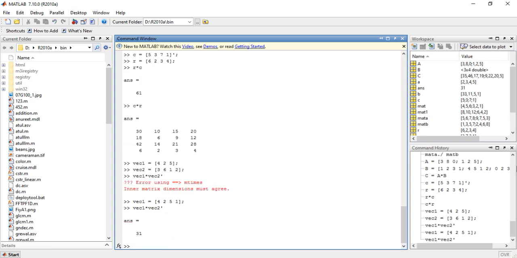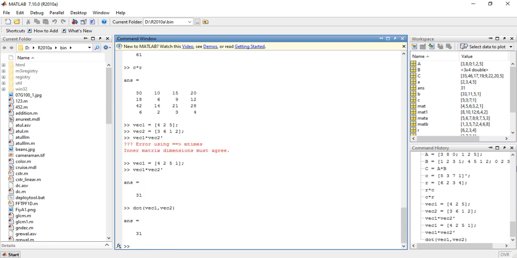This will give you the multiplication, and we want to find the dot product. We are using the command dot of vector 1 comma vector 2. This will give you the same result. If you want to find the dot product, you can directly write the command dot, then in parentheses write vector 1 comma vector 2. This will give you the dot product. Similarly, if you want to find the cross product, you can write cross vector 1 comma vector 2.